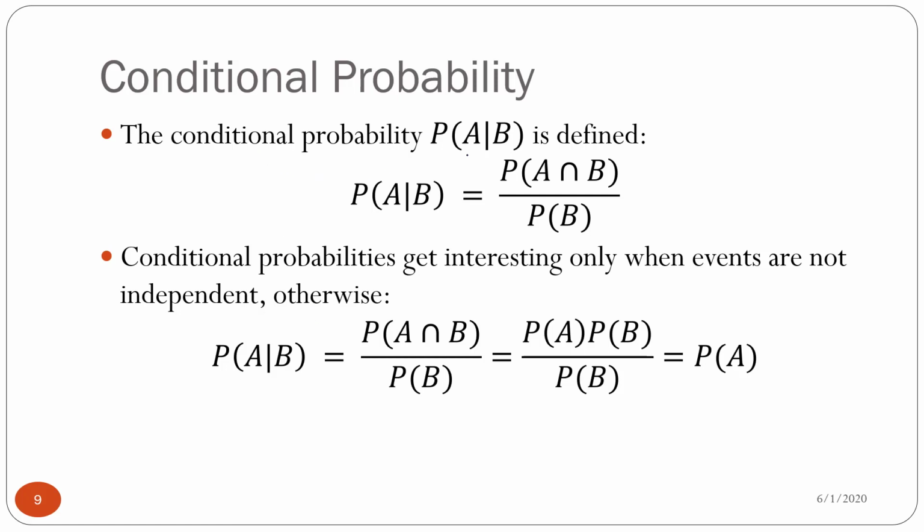So let's look at this representation. This is important. We'll say the conditional probability P(A given B). This is read as the conditional probability of A given B. When you have a pipe in between, you can write it as P(A|B), but it is read as the conditional probability of A given B.